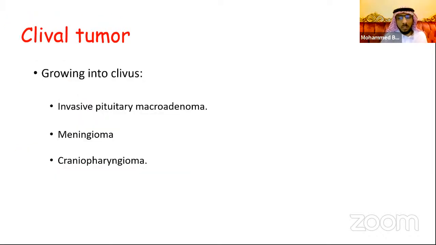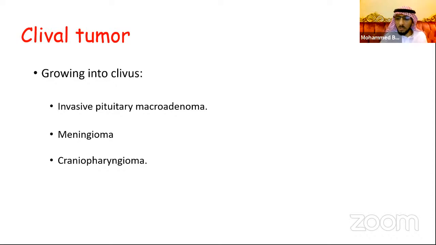Tumors growing into the clivus from intracranial, a famous example is invasive pituitary macroadenoma. Many of these are prolactinomas, and the treatment for those is, of course, medical treatment. Meningiomas too. And then from the clivus, it can be intrasellar or it can be retroclival, where multiple approaches can be done to attack these pathologies.